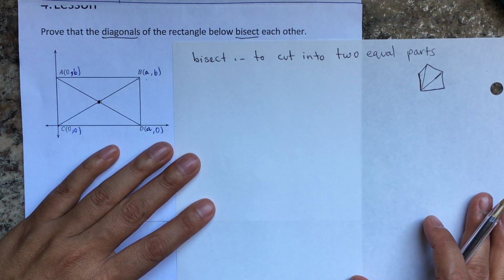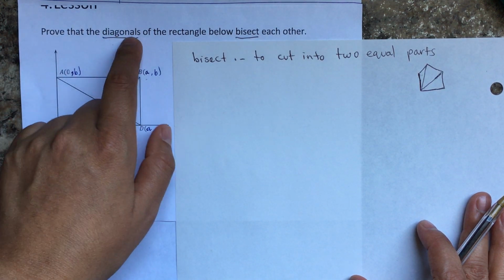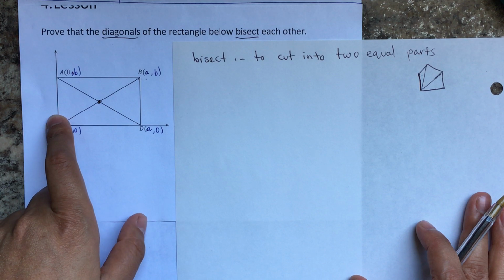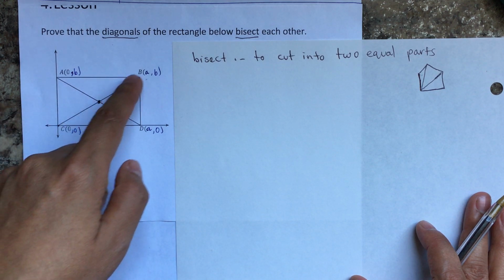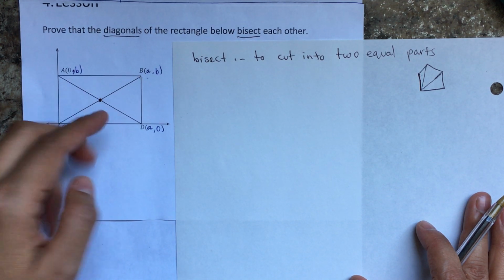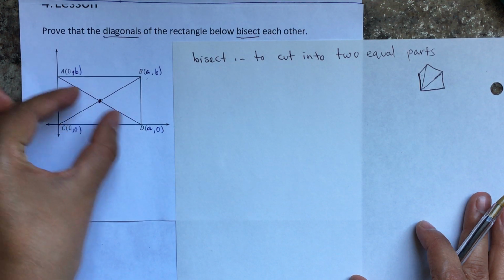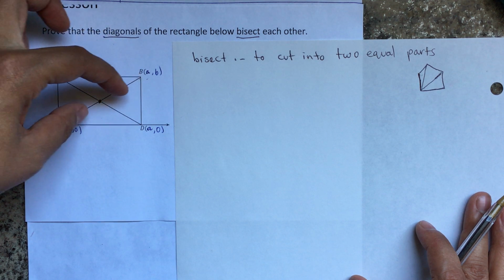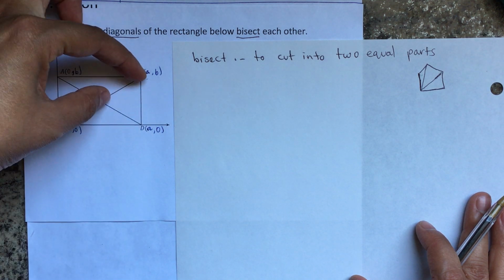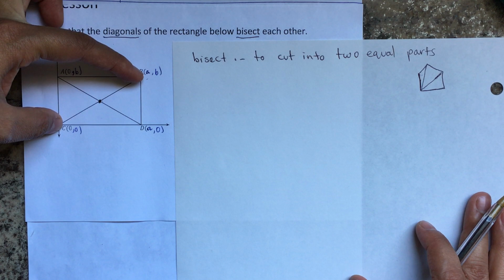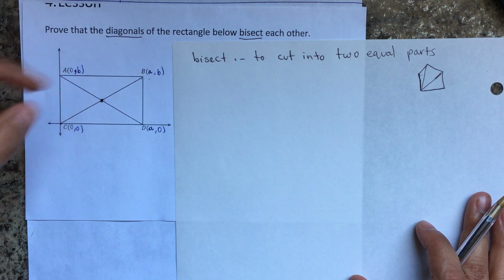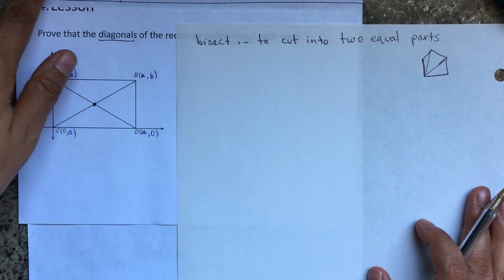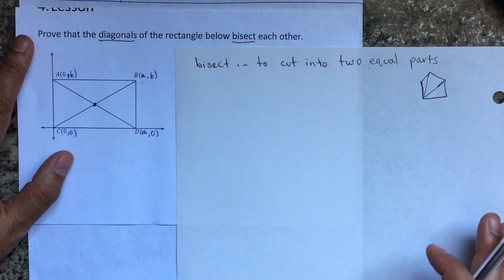Okay, having that information, it says prove that the diagonals of the rectangle below bisect each other, meaning that this diagonal cuts this other one into two equal parts. This section and this section should be equal. The same for the other one. This line bisects this other diagonal into half, meaning that this is congruent to this part, but we have to prove it. And what we're going to be using is the midpoints.